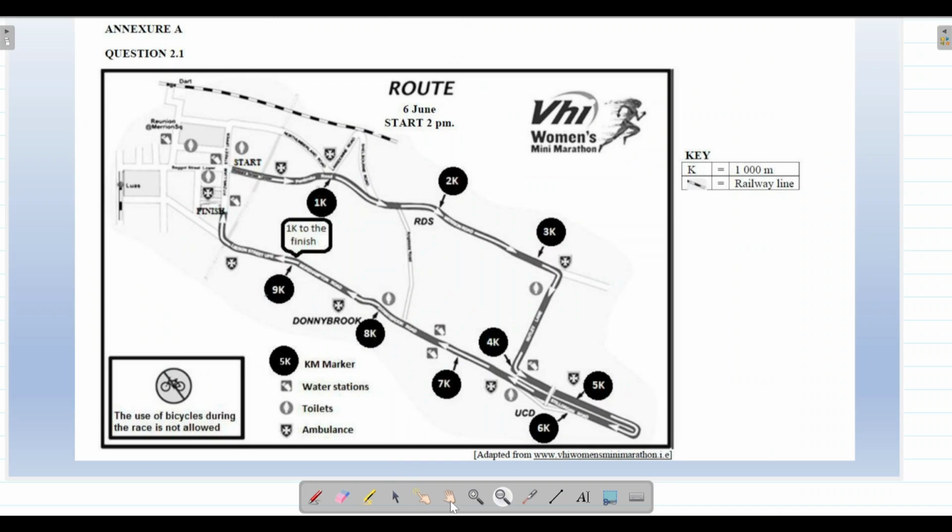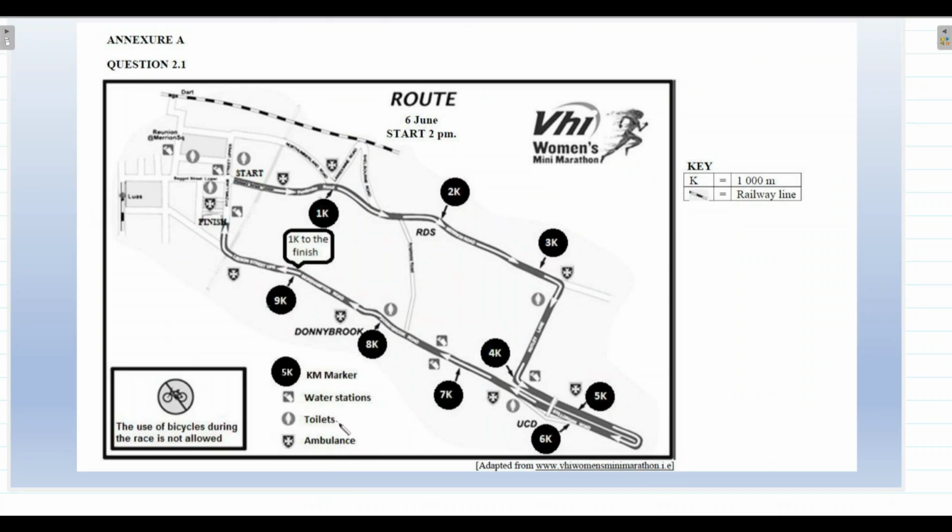And then we also see that sign there basically represents an ambulance. Okay, so we see that this is obviously, like I mentioned, the route that the women will take in this mini marathon. And the date of the marathon was on the 6th of June, and it starts at 2 p.m.